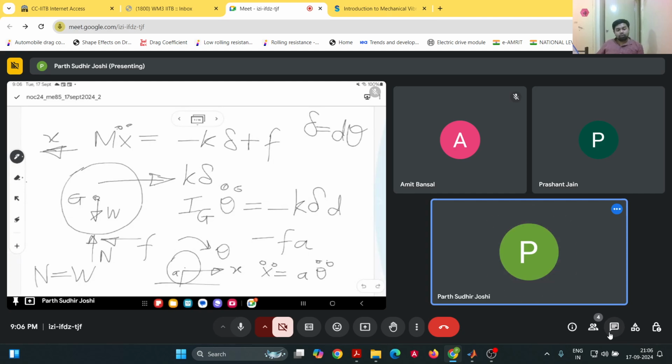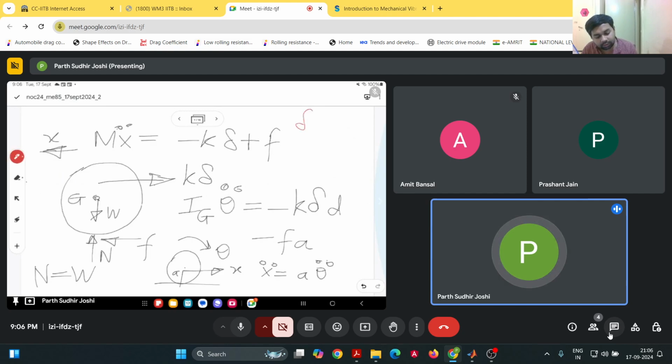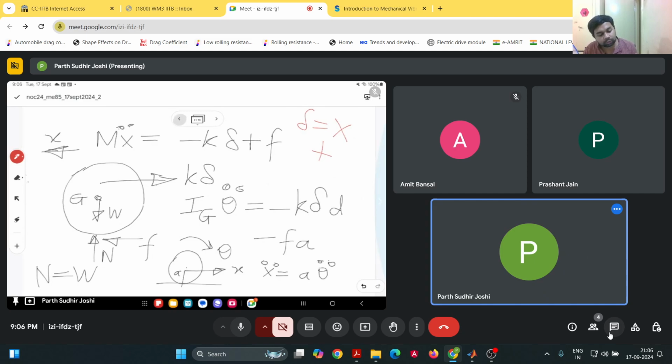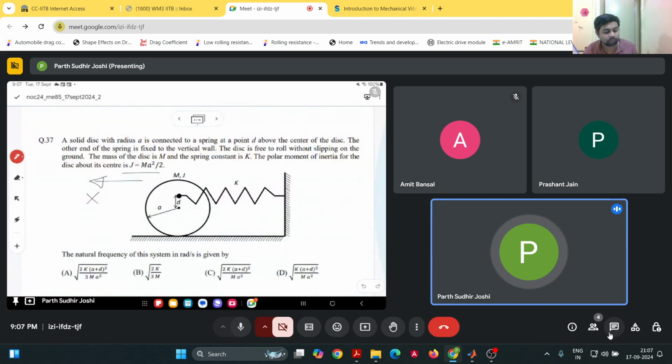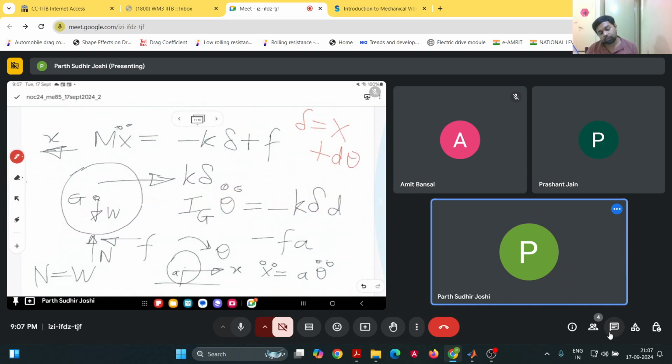So I found out what is the issue here. Delta is actually a combination of the motion of the center of mass, x, plus the rotation about the center of mass, which is d into theta. So which is a plus d into theta.